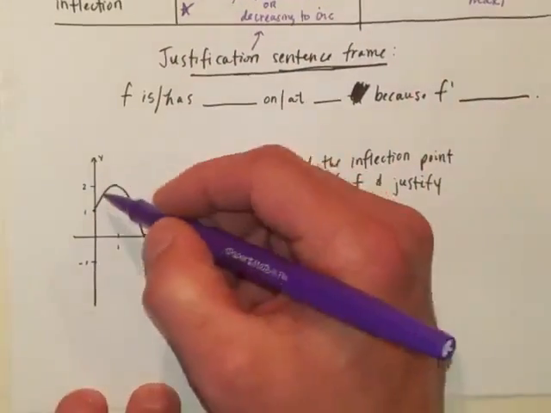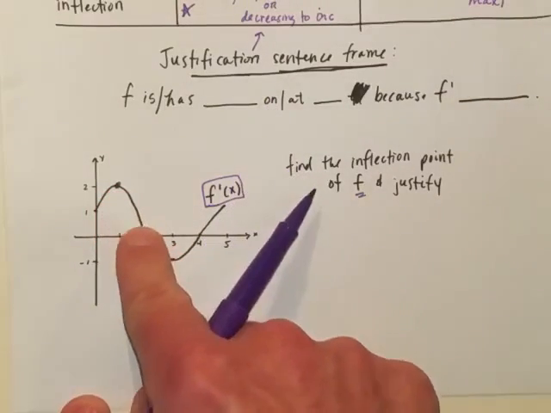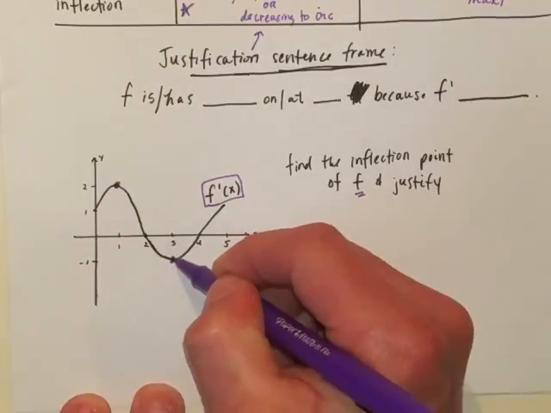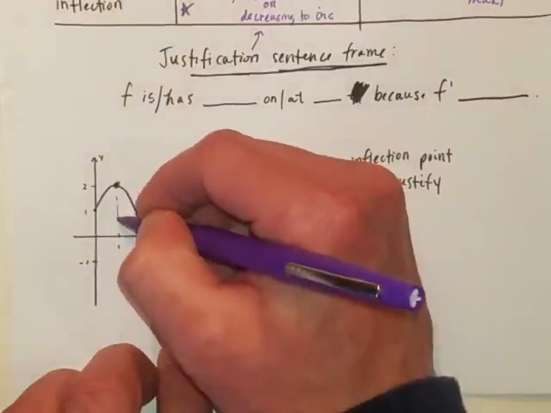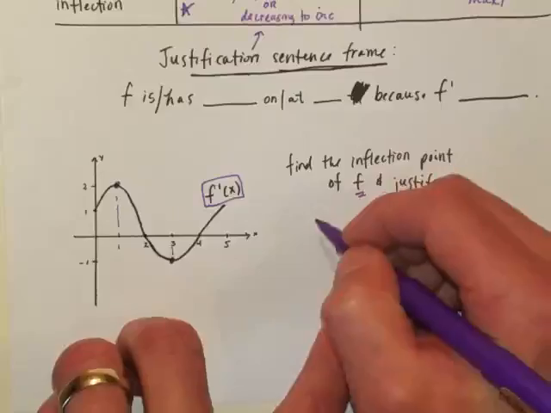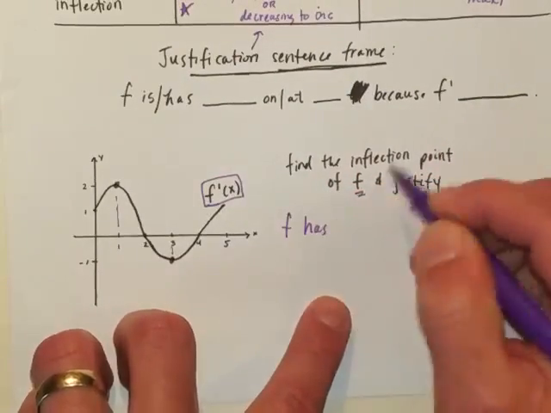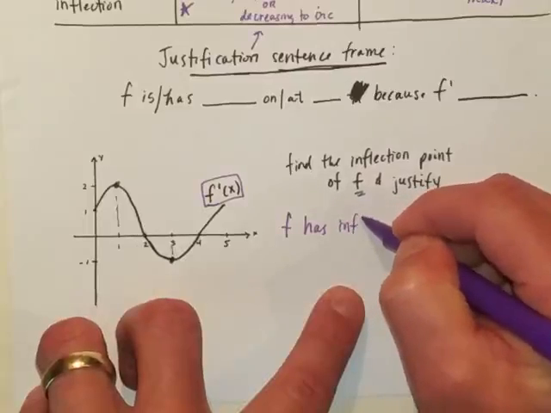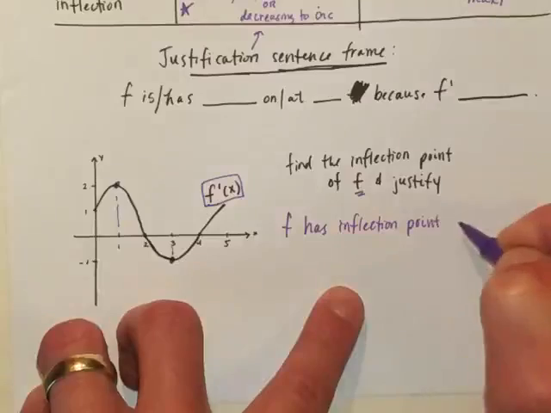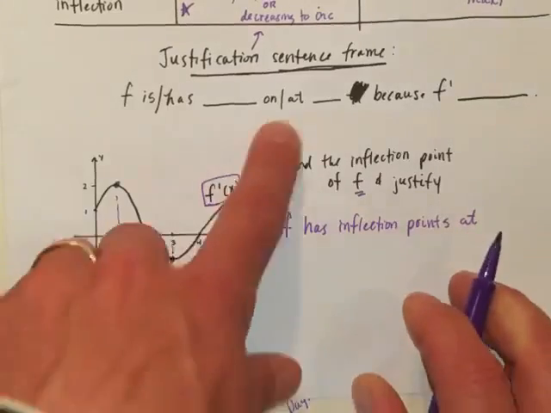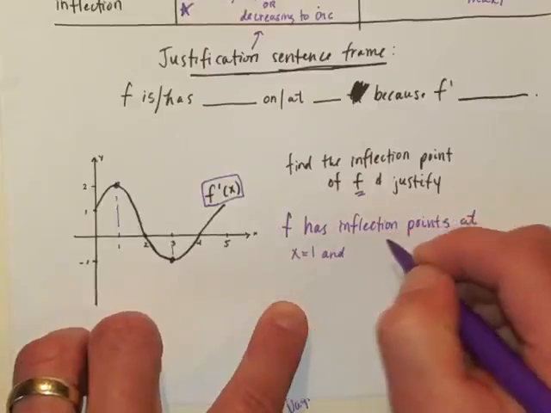Okay, are there any points? Well, let's see. It goes from increasing to decreasing there. It goes decreasing to increasing there. So we actually have two inflection points. And what are those values? -1 and 3. So let's use our sentence frame. f has, and what are we saying? Inflection points at x equals -1 and x equals 3.